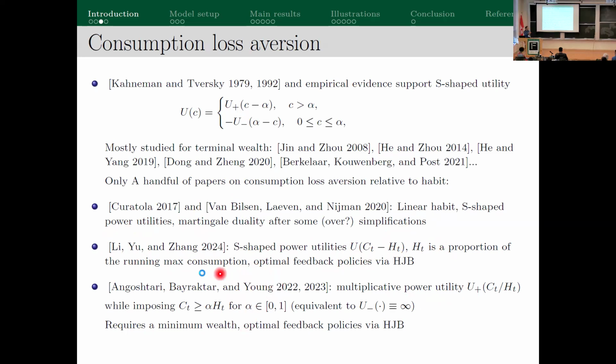And then I have a paper with Jenny and Erhan, in which we did a multiplicative habit formation on the plus side, but on the minus side, we are essentially imposing a constraint, meaning that it's extremely loss averse. So in the loss averse part, the utility is minus infinity.